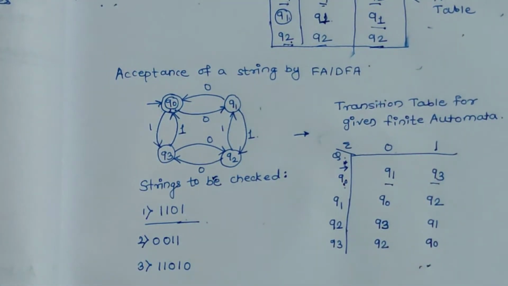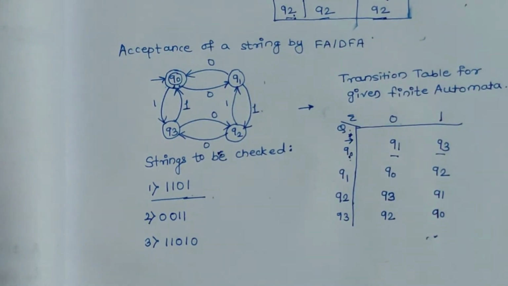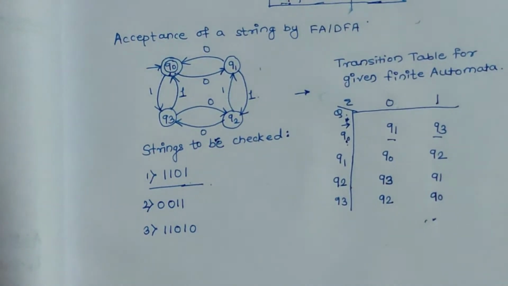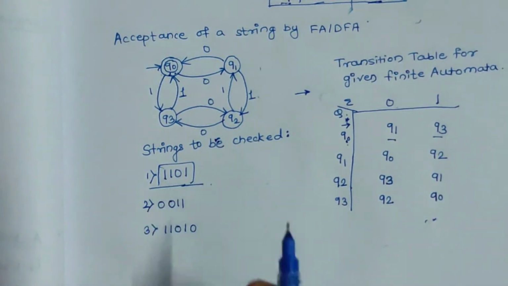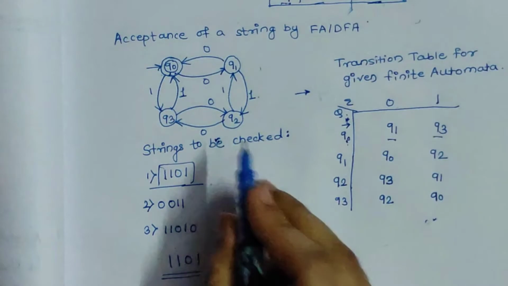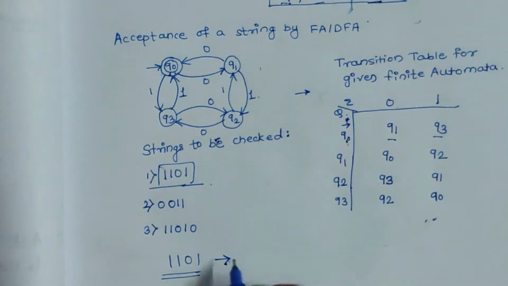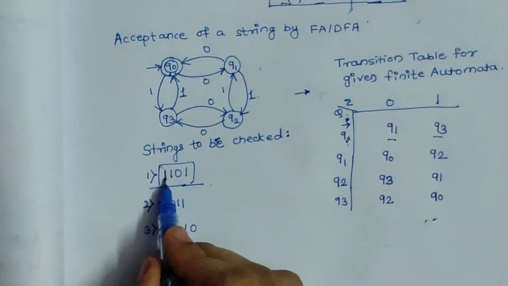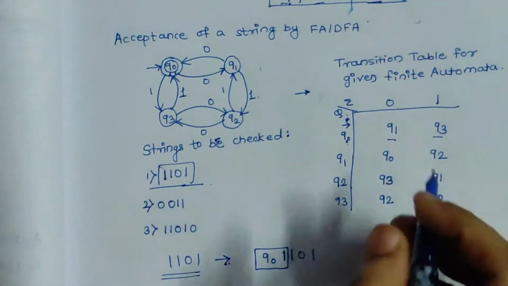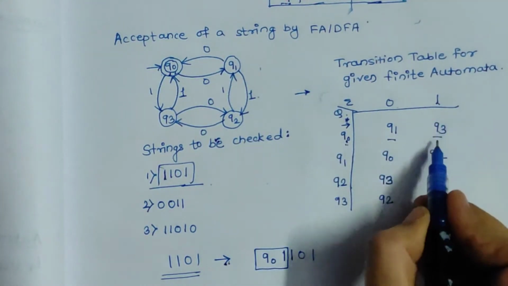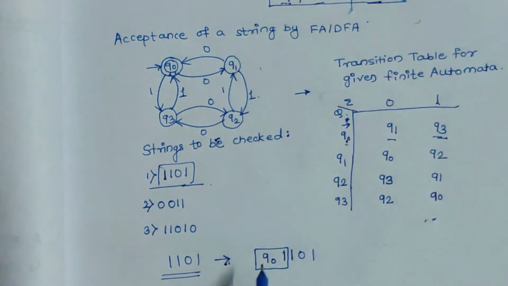Now, after generating the transition table, it will be easier to check whether a given string is acceptable by the language or not. Consider the first example, 1101. We have to check whether this string is acceptable by this language or not. To do so, we start at Q0 with input 1101. Now you can see the first transition here: if we give input 1 to state Q0, we go to state Q3.